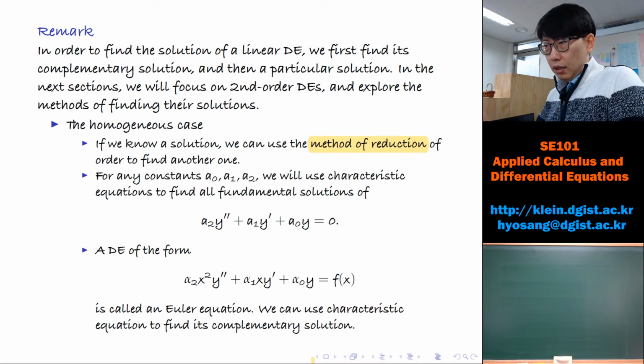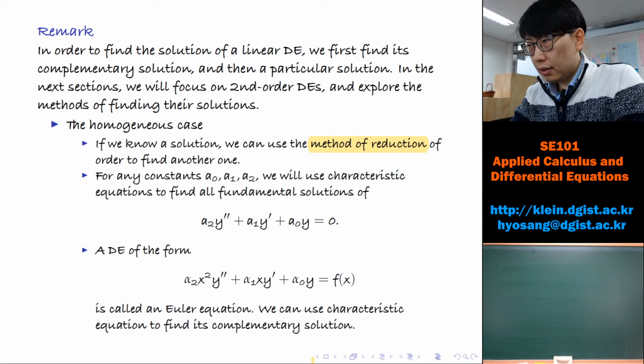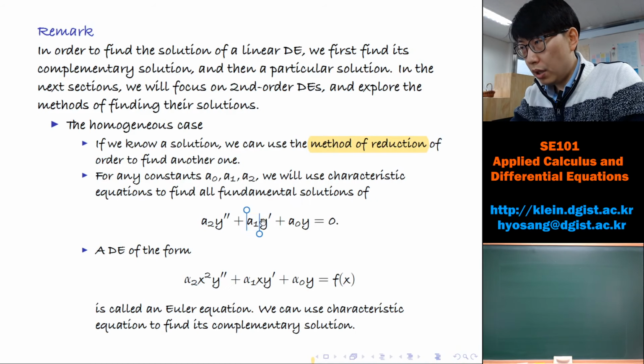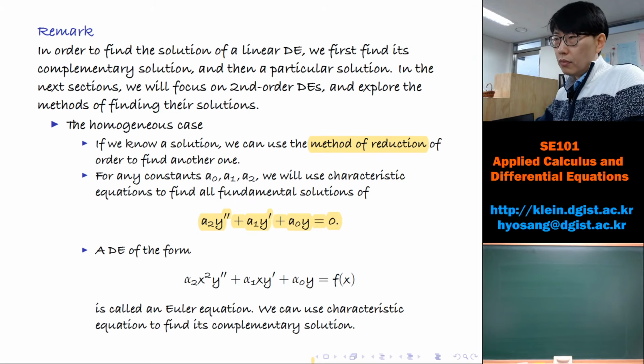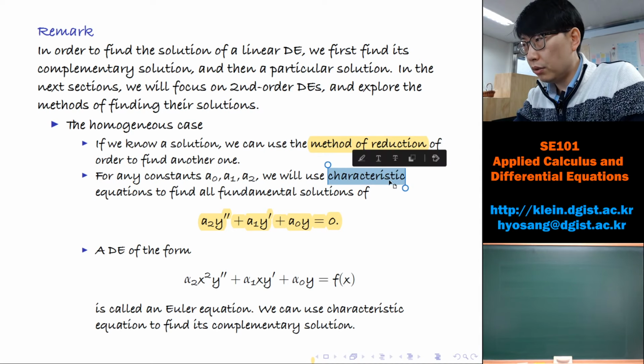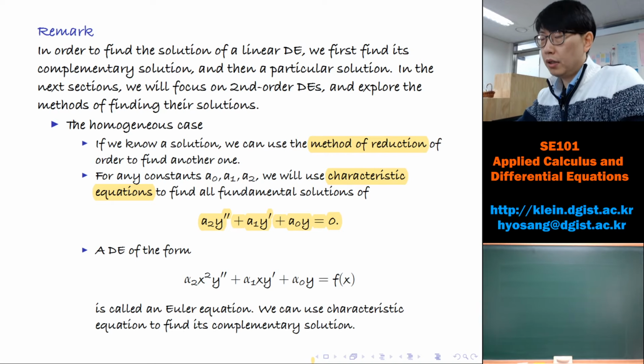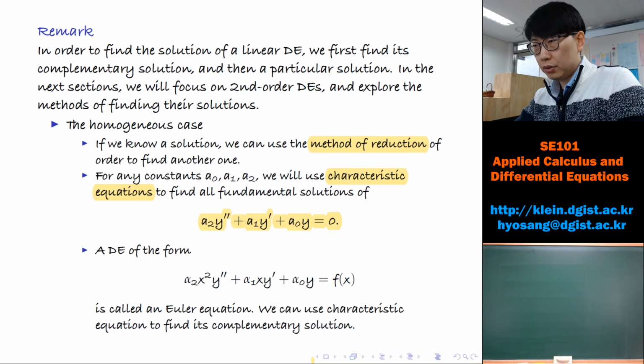If you have a linear ordinary differential equation with constant coefficients, this type of differential equation has a solution using the characteristic equation. So the second method is using the characteristic equation, if there are constant coefficients in your differential equation and the differential equation is homogeneous.